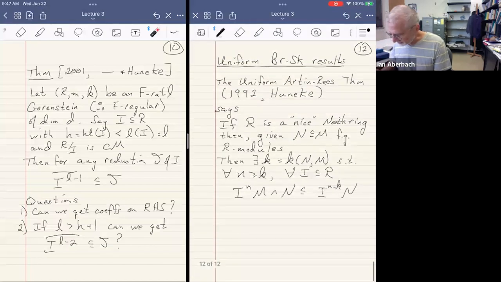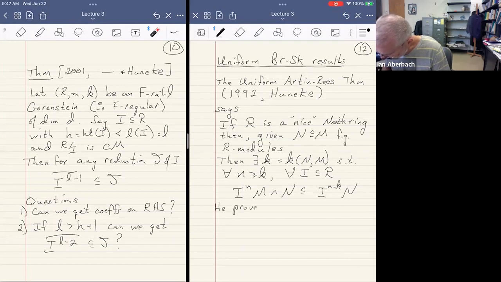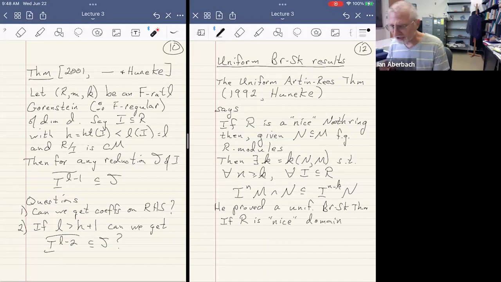One of the results that he proved is the following. He proved a uniform Briancon-Skoda theorem, which says, so if R is our nice ring, exactly the same conditions, and he proved it in the domain case. You can generalize it a little bit, but really it's the domain case that's where all the information is.